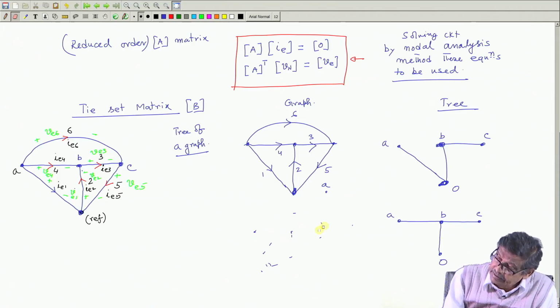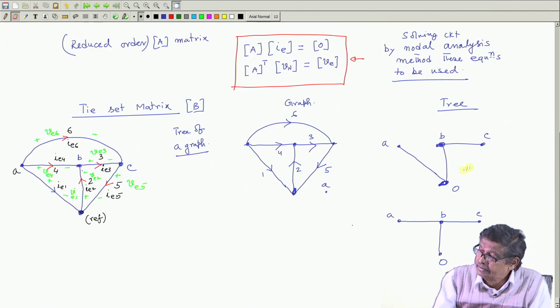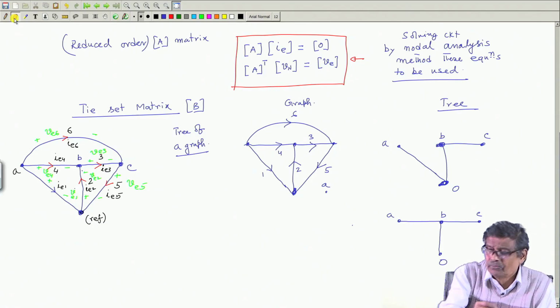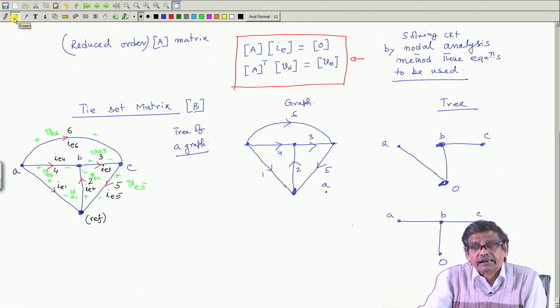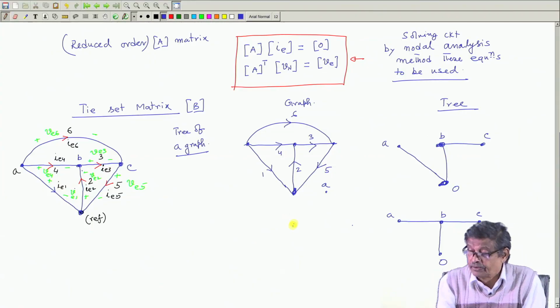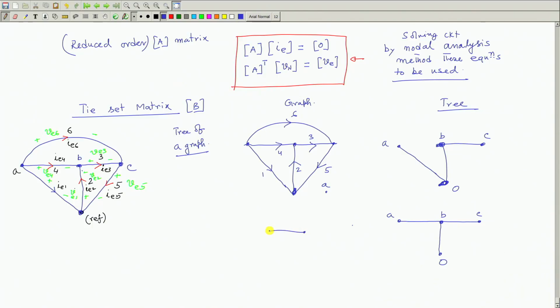What I will be doing is, we will first take any tree you draw. There are a number of trees possible independently. For example, this is also a tree, let me draw. This is also a tree, and this is also a tree, is it not? No closed loop is there, all the nodes are present. Choose any one of them you like.